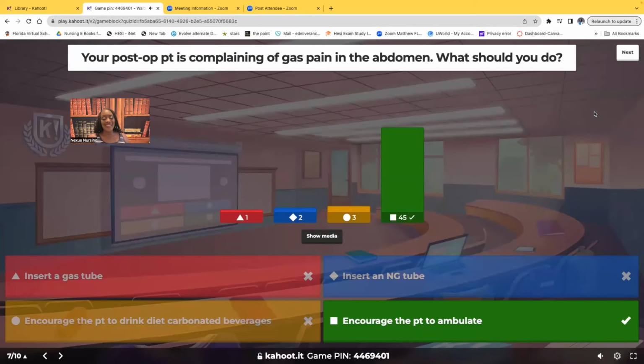Very good. You're going to encourage the patient to ambulate. Think about it. Ambulation increases peristalsis. Peristalsis moves what? The gas. It moves all that air so the patient can pass flatus and they won't have that abdominal distension that's caused by the gas. Get them to move around.